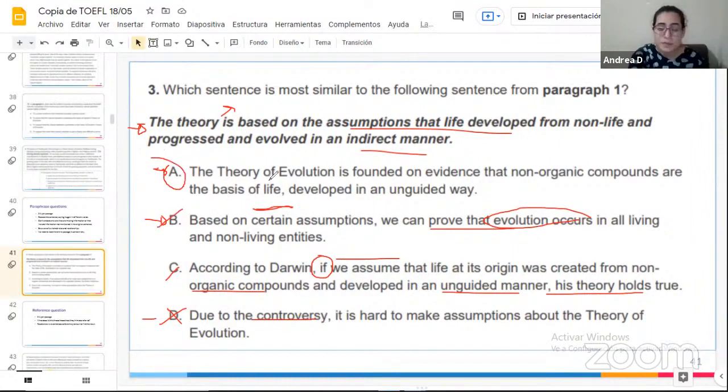So we have A left, which is pretty similar. Everything is just synonyms: unguided way, indirect manner, developed, progressed, and evolved. The basis of life developed from.